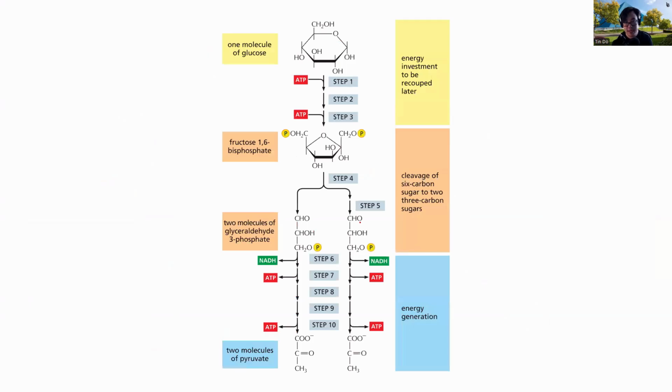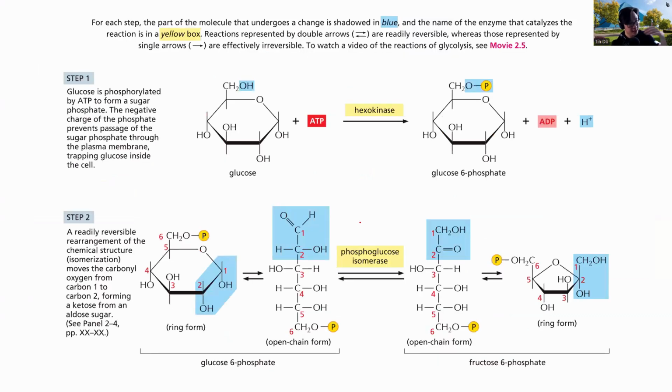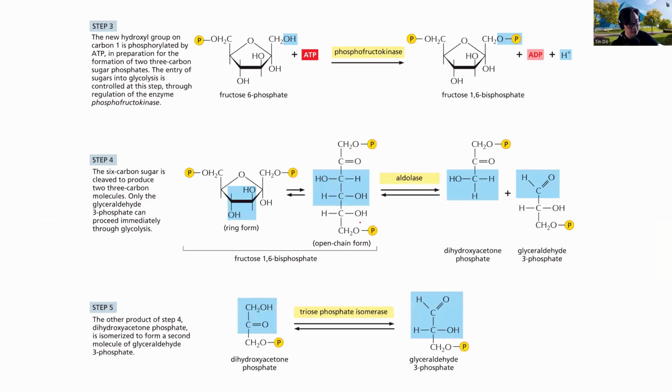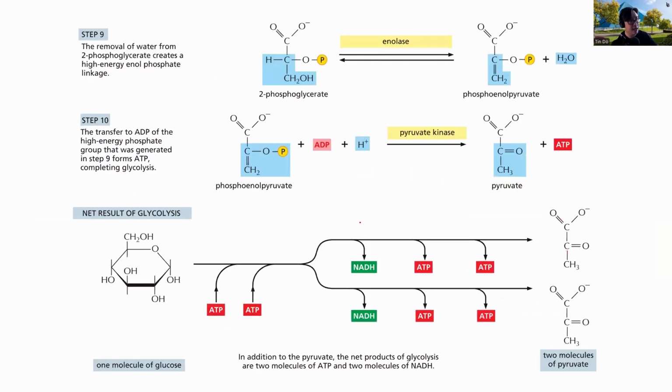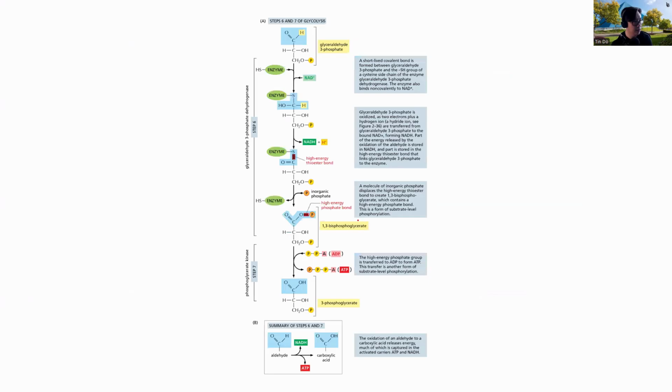And this is just an introduction to glycolysis. There are 10 steps in glycolysis: step one, two, three, four, five, six, seven, eight, nine, and 10. We're not going to go too heavy into this right now. We will talk about it as we go forward, but this is mainly a biochemistry process, which will be more detailed as we go through the semester.